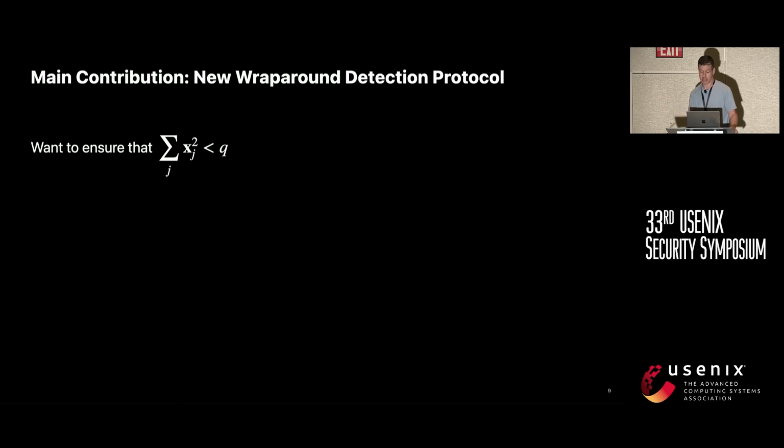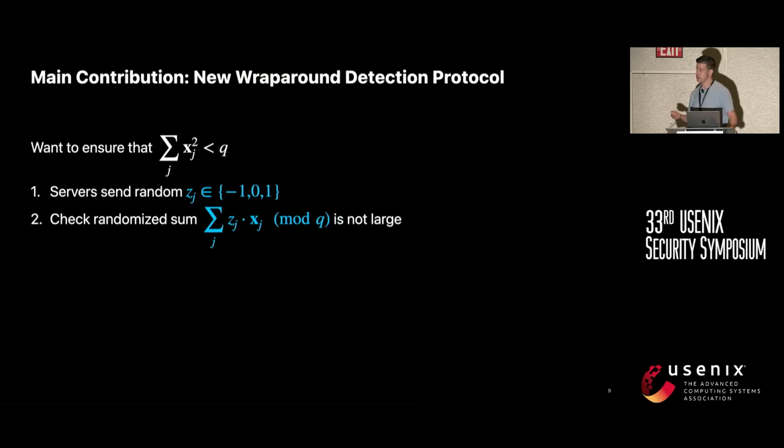So the way we do that is using a novel protocol. That's our main contribution. In our protocol, the servers present the client with a challenge, a random vector. Each coordinate of it is either -1, 0, or 1. This can be compressed, so sending it doesn't require a lot of communication. And then all they need to check is that the sum of zj xj over the field modulo q is small. We said checking sums over the field is easy. We can do that. And we actually show that that's enough.